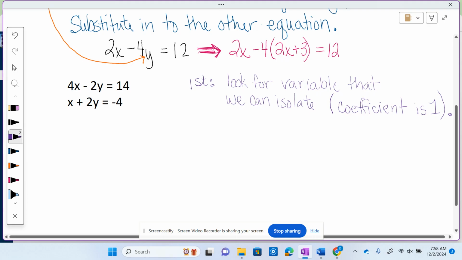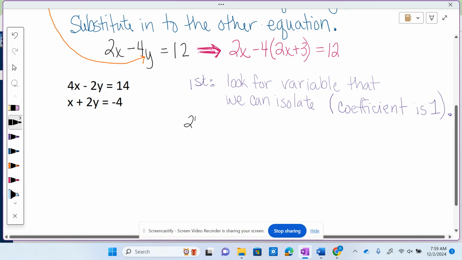So when you look at the two equations, let's see, 4x minus 2y equals 14. My coefficients, the numbers that are attached to my variables in that equation, are 4 and negative 2. So I don't want to do anything with that top equation. When I look at my second equation, x plus 2y equals negative 4, my coefficients are 1 and 2. The x really has a coefficient of 1. So that is going to be the easiest equation to manipulate.